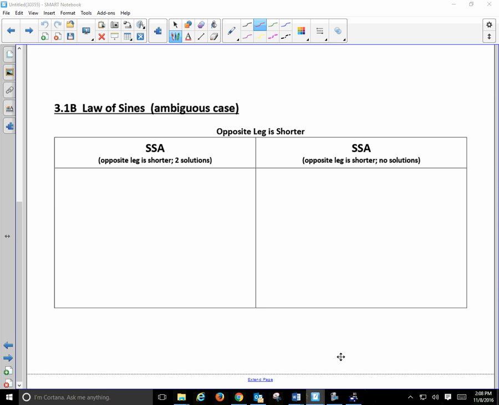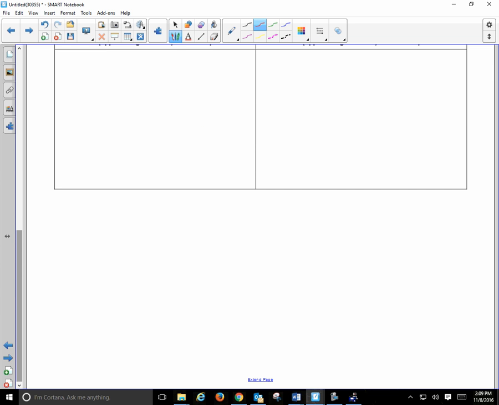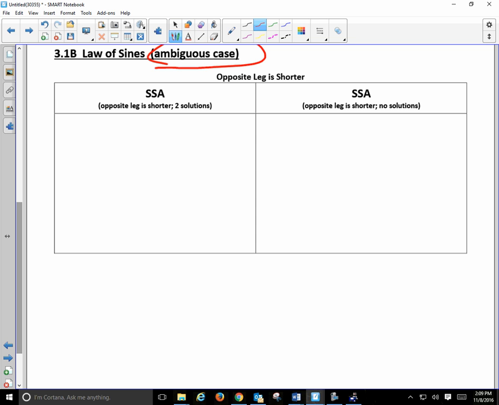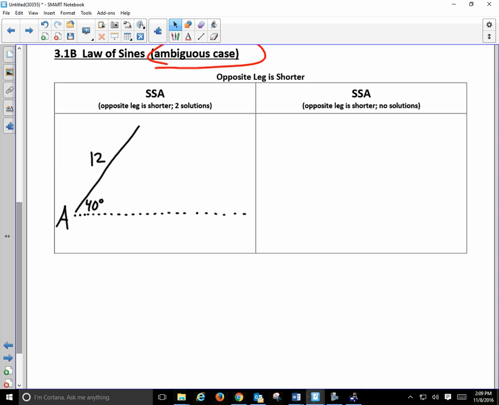We move back to our notes. This is called the ambiguous case, and this is the scenario. We have side, side, angle where the opposite leg is, instead of longer, shorter. So watch what I'm going to draw. I'm going to draw a triangle where I don't know how long that leg is, but I do know the angle. The angle A may be, say, 40 degrees or something of that nature. And I know that this side right here is, say, 12. And then the opposite side is, say, length 10.